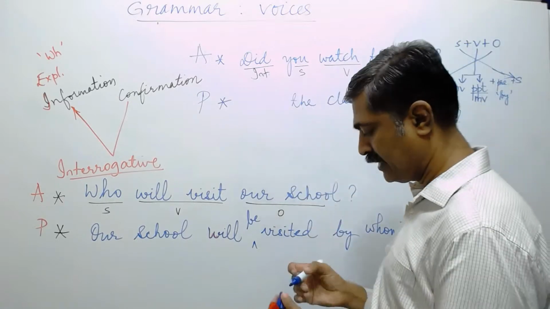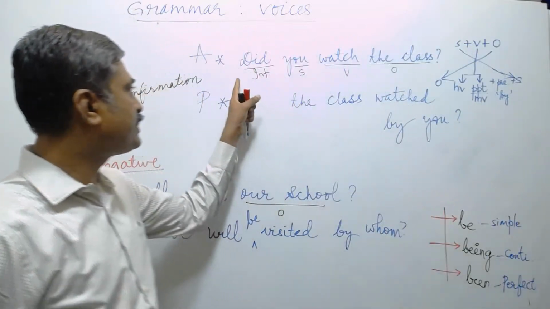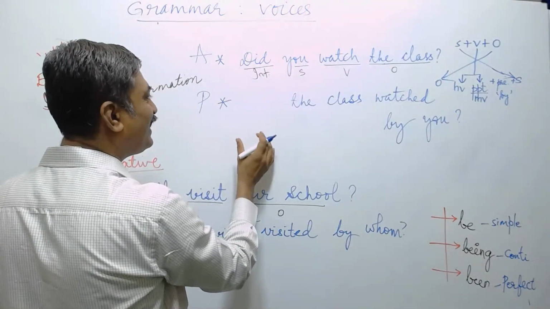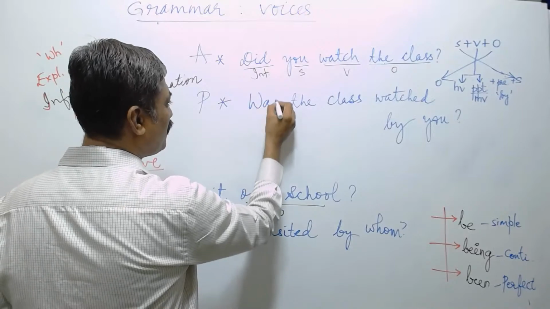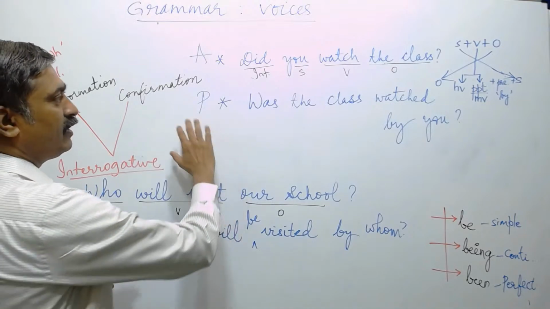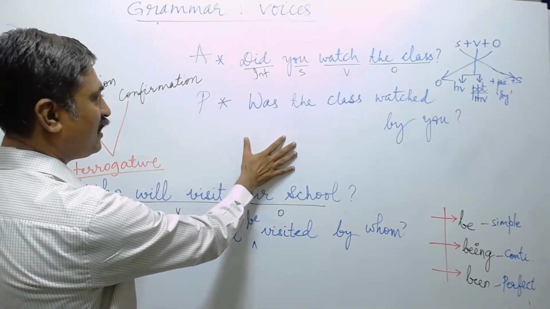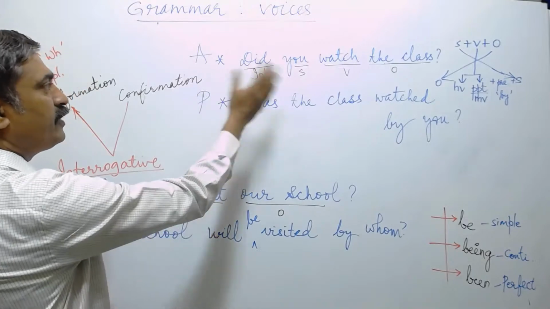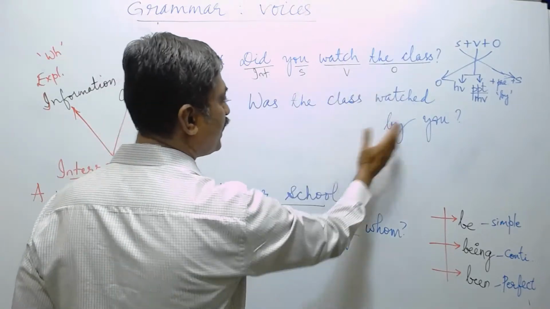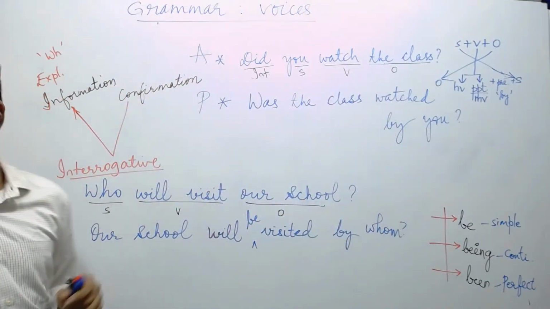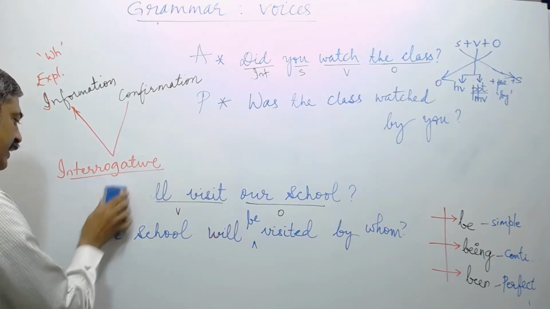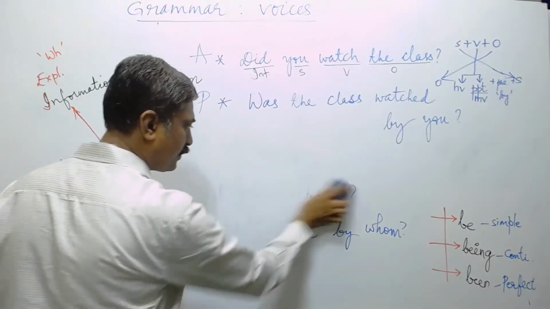Right. Now what is it that I need to do here? I'm trying to check with the tense here. Did the class watched by you? Will that be right? No. And so I need to say, was the class watched by you? So this is the way we get the confirmatory questions and its passive form. Did you watch the class? Was the class watched by you? Right. So that is an example for a confirmatory question. We'll have one more example with another tense perhaps, and then go to the next one.